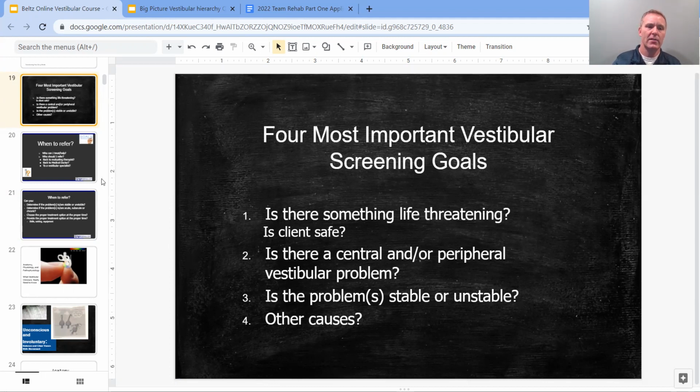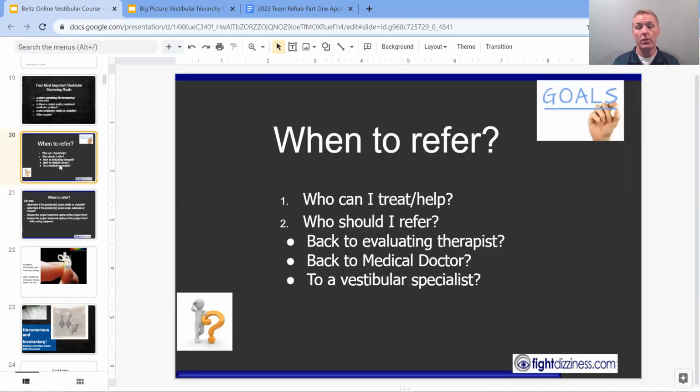Maybe I could update that slide a little bit, because I think some of those could all be under 1 or 2 of the most important goals, with the next most important goal being, can I treat this person? And if not, who should I refer that person to? So I hope that helped.